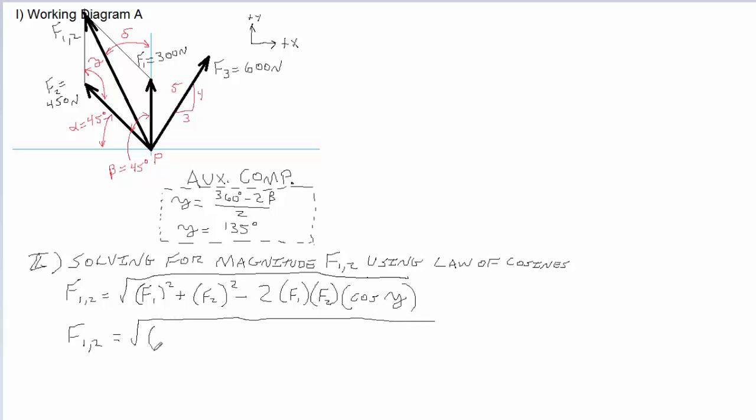So F1 was 300 newtons. Make sure that your squared is on the outside of the parentheses, because 300 newtons squared is a whole lot different than 300 square newtons. F2 is 450 newtons. Minus 2 times F1, which is 300 newtons, times 450 newtons, times the cosine of 135 degrees.